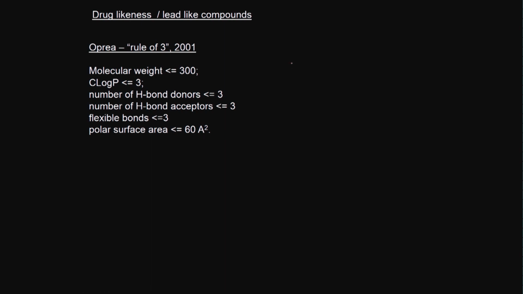If you remember the graph I showed you once, as the polar surface area increases, the permeability through the GI goes down. So one would like to operate in this region, right? That is why polar surface area is kept low. But this rule is more stringent than, as you can see, Lipinski's rule.